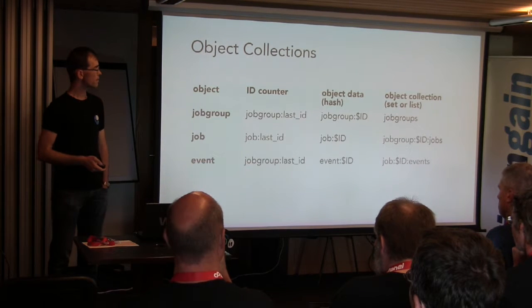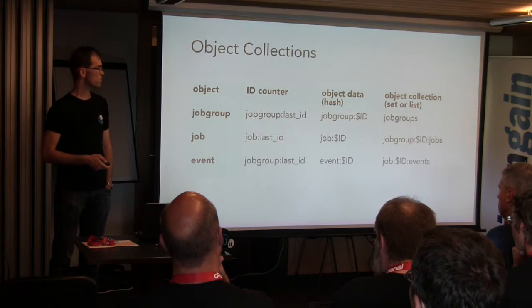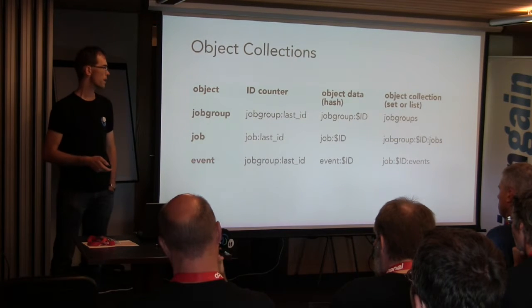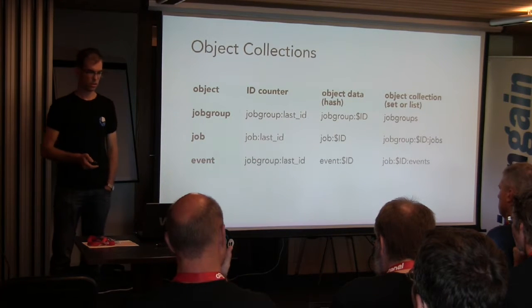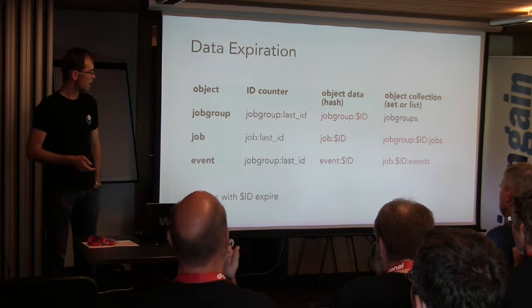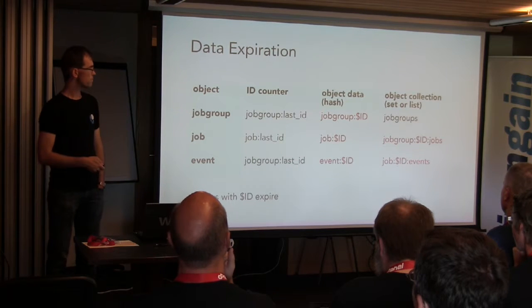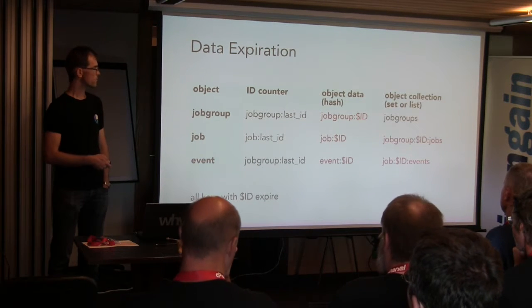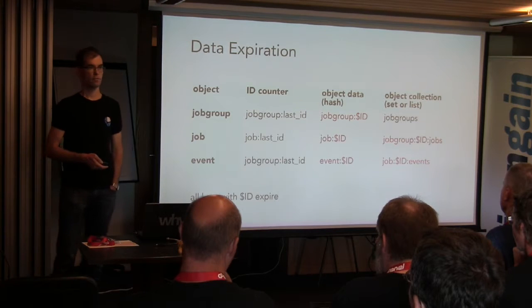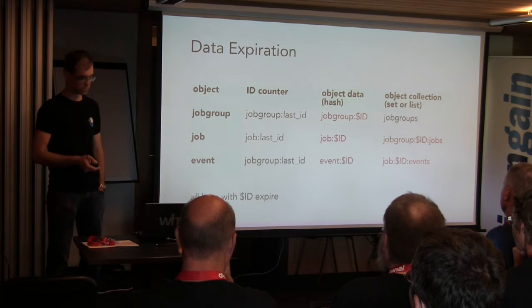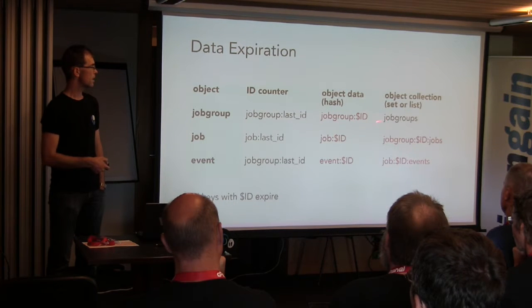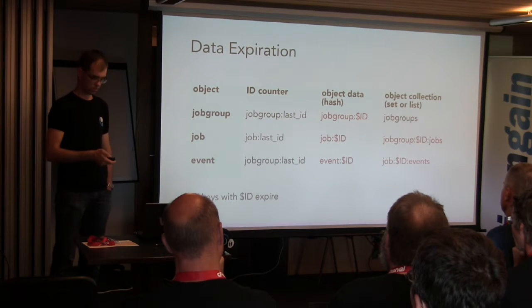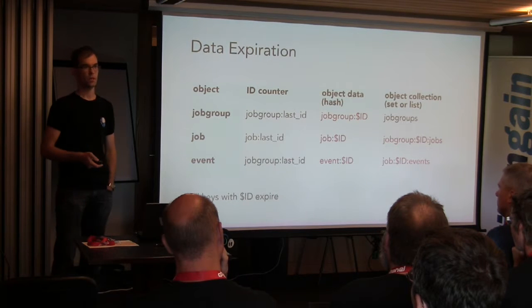So what I have here is a set for all job groups, a set for jobs inside of a job group, and a list for the log events. And I will make all of them, or most of them, expire after 30 days after they have been used last, except for the counters and the global group of all job groups which are available.